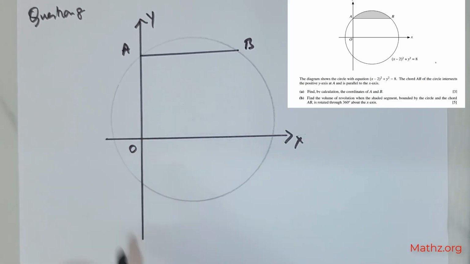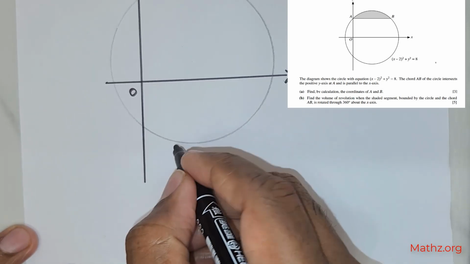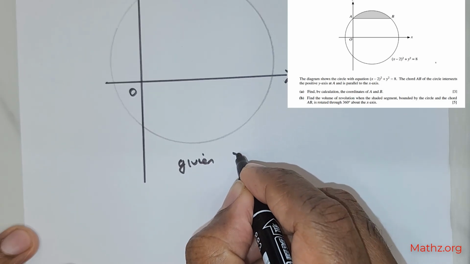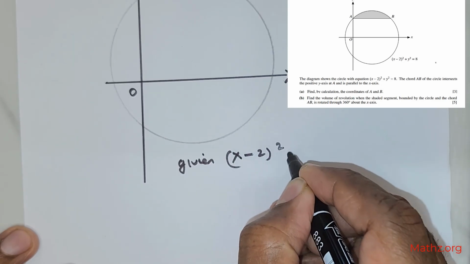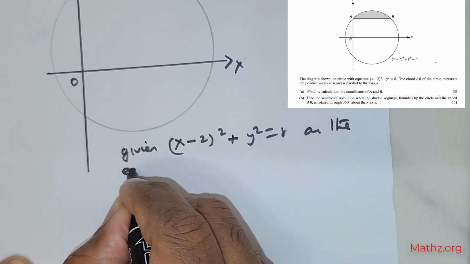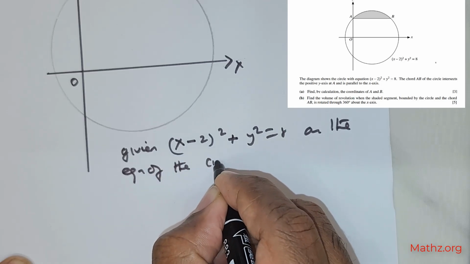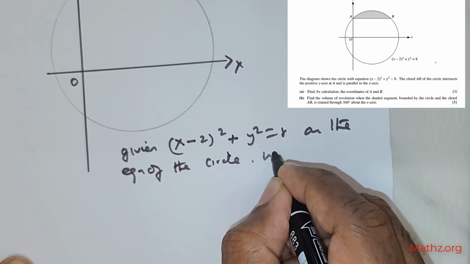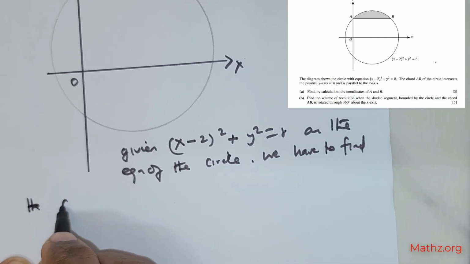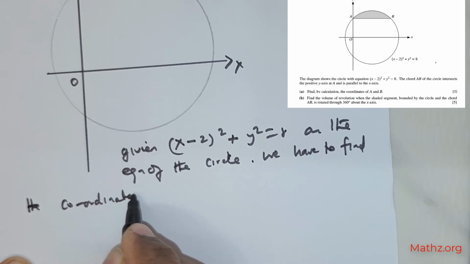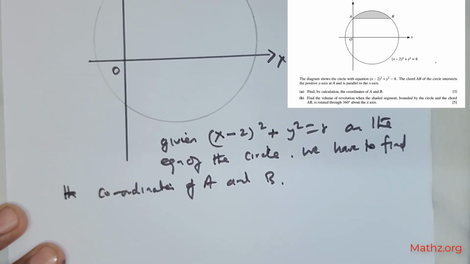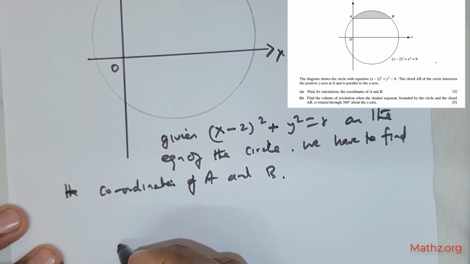Now the question wants us to find the coordinate. So this is the question given: (x - 2) whole squared + y squared = 8 as the equation of the circle. Now we have to find the coordinates of A and B. Okay, that's the first part. So we'll start with the first part, then we'll gravitate towards the second part.